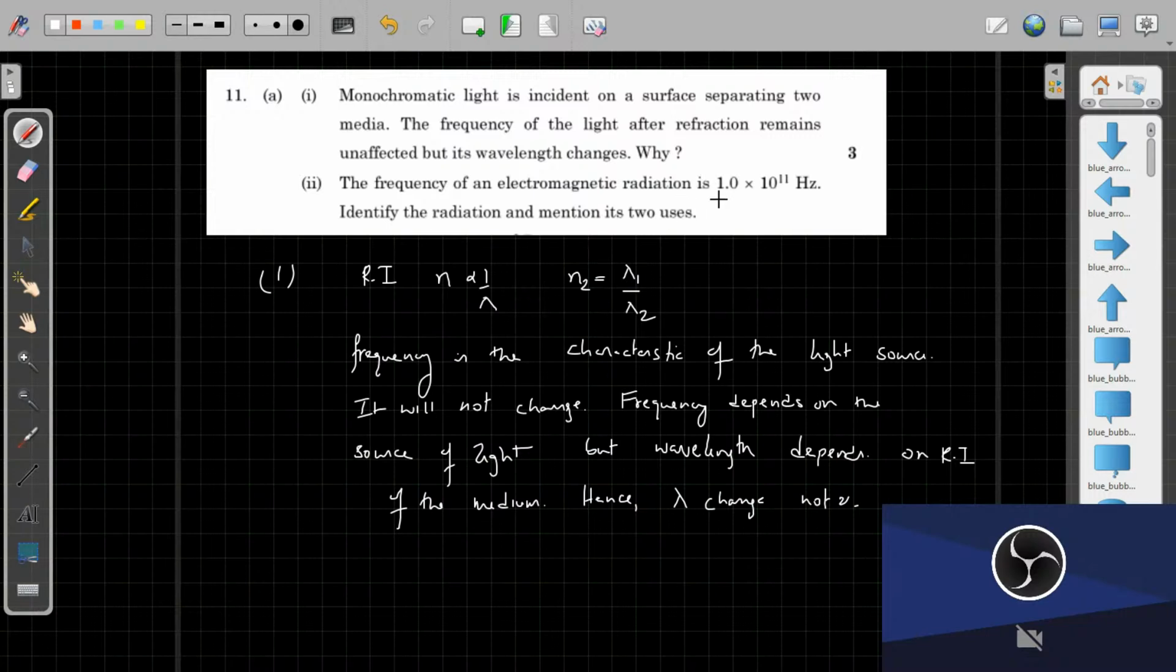The frequency of the radiation is 10 to the 11 hertz. Identify the radiation. Somewhere here you can see this is 10 to the 14, this is 10 to the power 15. From here if I go by 2 distance, that is 12, so 11 is here, 10 to the power 11. Because this is red, this is violet, this is UV, this is infrared, so this must be infrared.